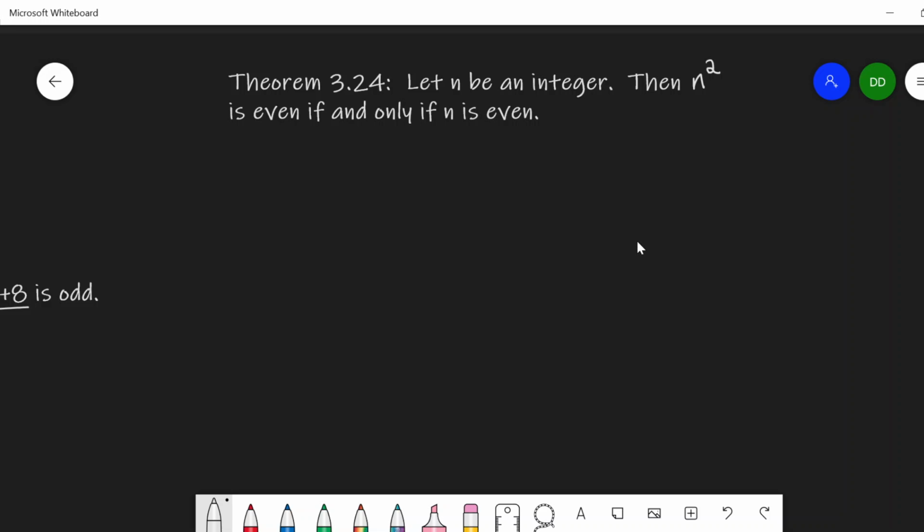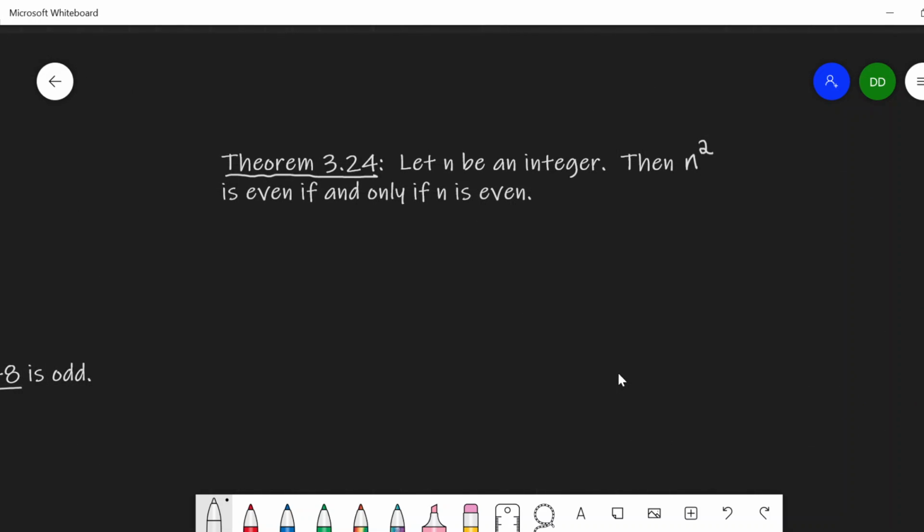It doesn't really change anything if we call it a result or a theorem, but how this book works is the really important ones, the ones we're going to use over and over again, we're going to call those theorems. But there's really no difference between a result and a theorem. All right, so let's analyze this. So here we have n as an integer. n squared is even if and only if n is even, so maybe I let p of n be n squared is even.